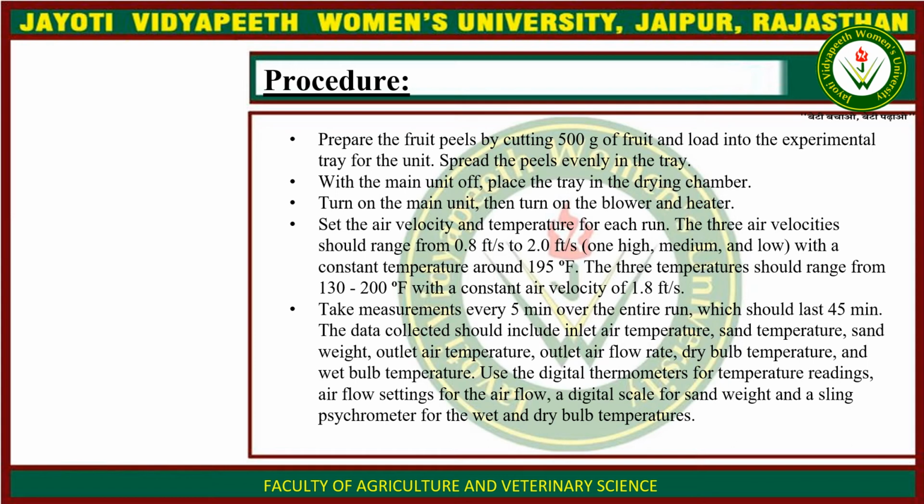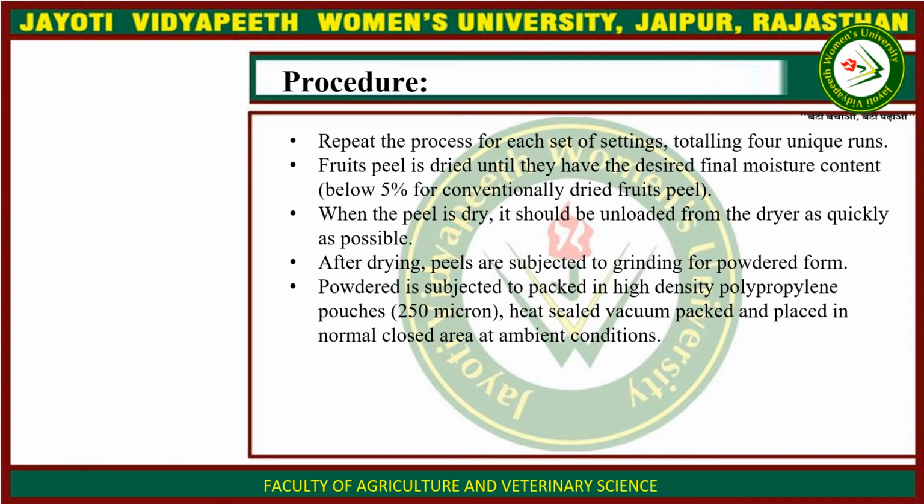Take measurements every 5 minutes over the entire run, which should last 45 minutes. The data collected should include inlet air temperature, sand weight, outlet air temperature, outlet air flow rate, dry bulb temperature and wet bulb temperature. Use digital thermometers for temperature readings, air flow settings for the airflow, a digital scale for sand weight, and a sling psychrometer for the wet and dry bulb temperatures. Repeat the process for each set of settings, totaling 4 unique runs, and the fruit peels are dried until they have the desired final moisture content, that is below 5% for conventionally dried fruit peels.